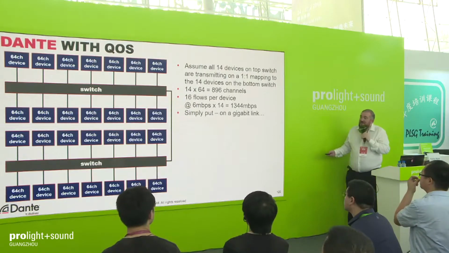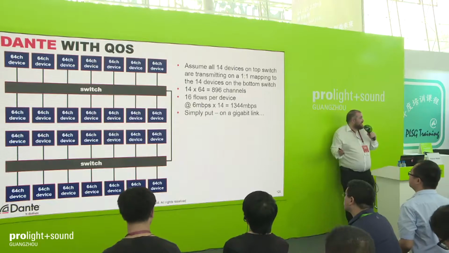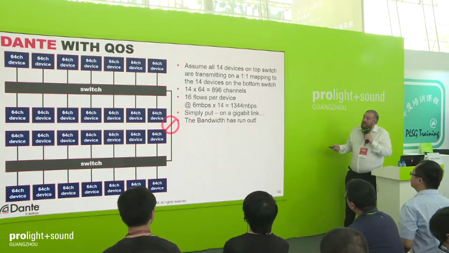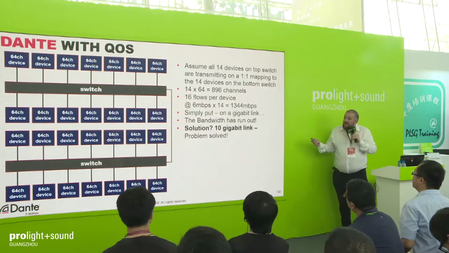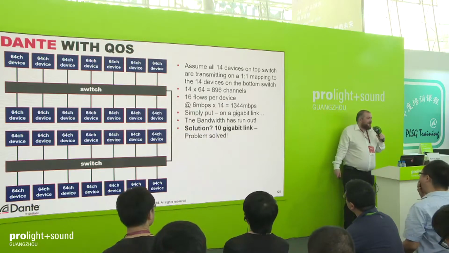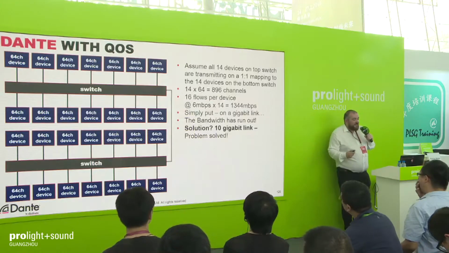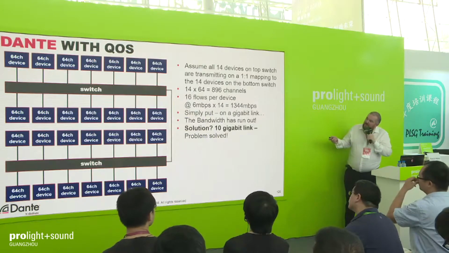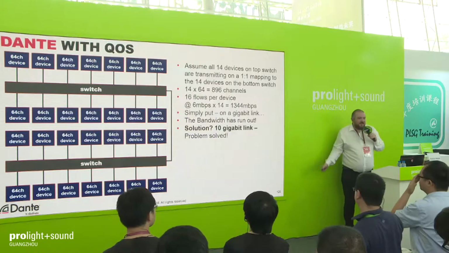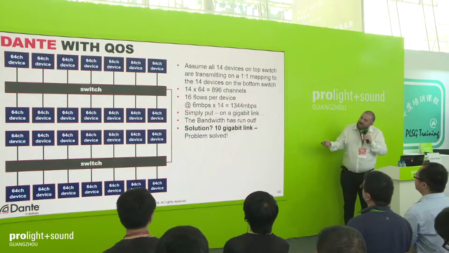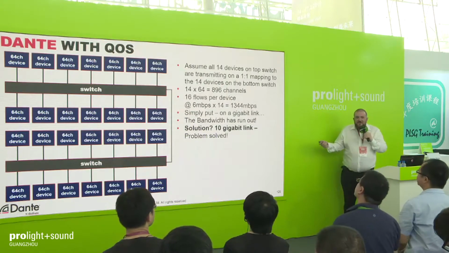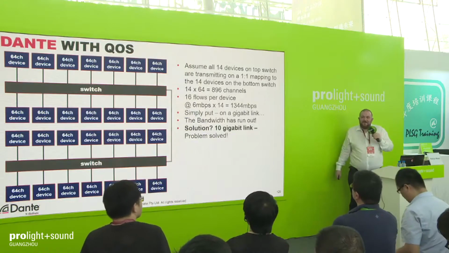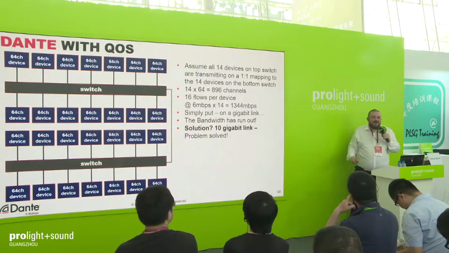There's nothing that quality of service can do, because quality of service cannot create bandwidth. So, simply put, we've just run out of bandwidth. Just use a 10 gigabit per second link. Now, the sensible thing here is that we're dealing with 896 channels of audio going from here to here. Let's consider a 10 gig link is going to cost maybe $500. Yeah, and that will carry 6,000 channels.